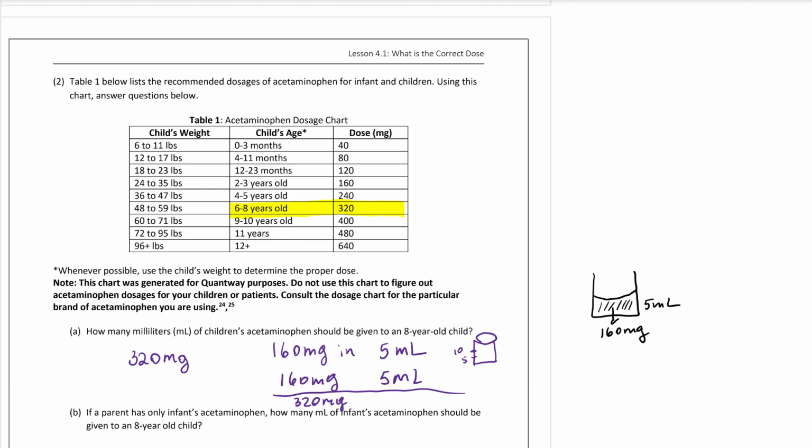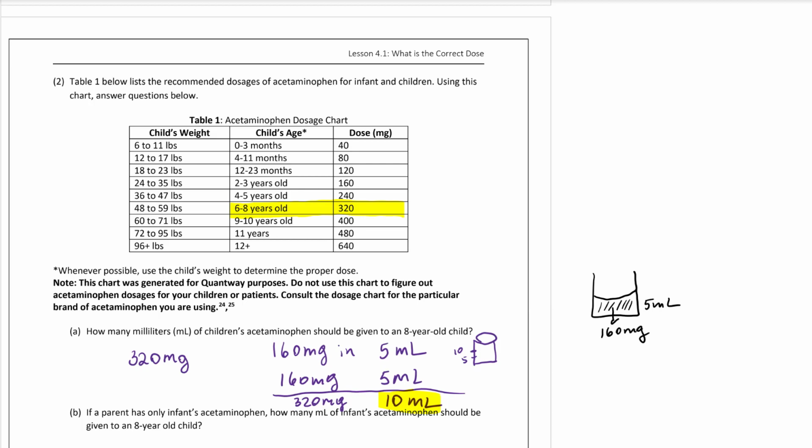So if you add these two together, that will be 10 ml, correct? So that's how much medication we should give to that 80-year-old, 10 ml. Okay? If the concentration is 160 mg in 5 ml. Does that make sense? All right?